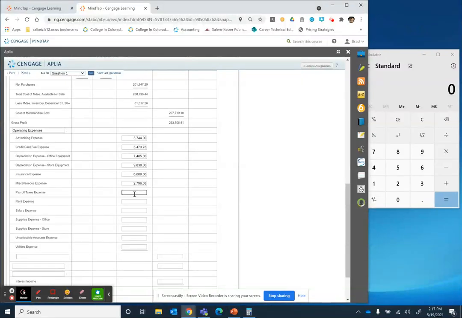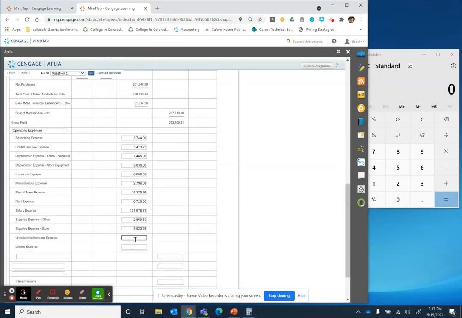Payroll tax expense is going to be $14,375.91. Rent expense is going to be $6,720. Salary expense is going to be $131,978.76. Supplies expense for office is going to be $2,860.89. Supplies expense for store is going to be $3,523.33.